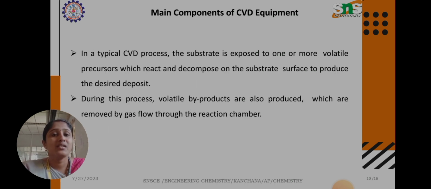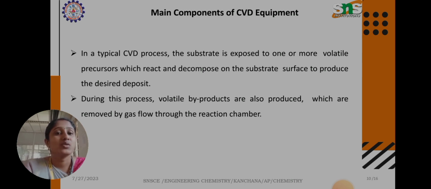In a typical chemical vapor deposition process, the substrate is exposed to one or more volatile precursors which react and decompose on the substrate surface to produce the desired deposit. During this process, volatile byproducts are also produced, which are removed by gas flow through the reaction chamber.